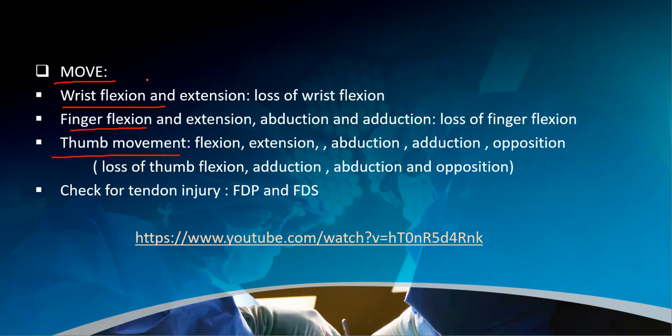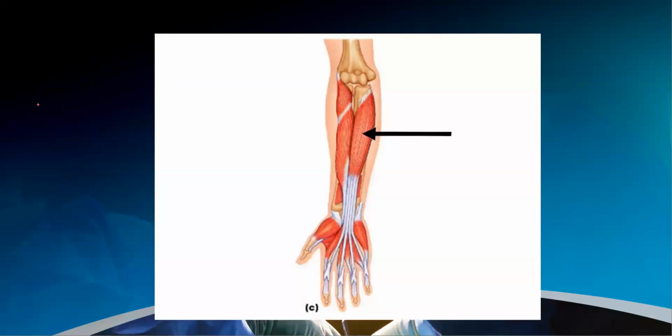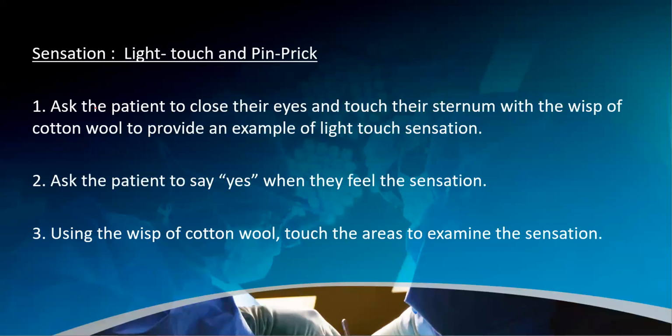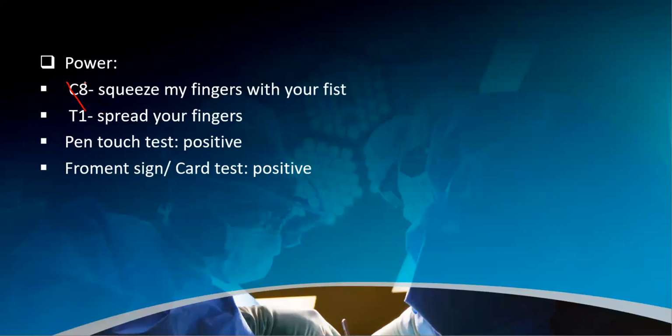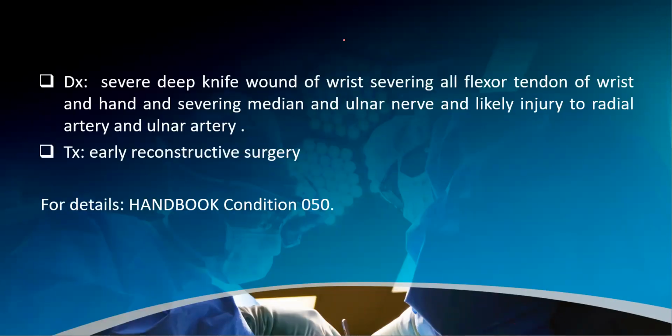In the thumb movement, discuss all flexion, extension, abduction, adduction, and opposition. Extension will be intact in here because it's done by the radial nerve. All other flexion, abduction, adduction, opposition can be lost. And then you just touch the sensation part and the power part. In the power, if you don't have time, don't bother with the C8T1. Just discuss pen touch and Froment sign. Okay. And then finish your explanation.